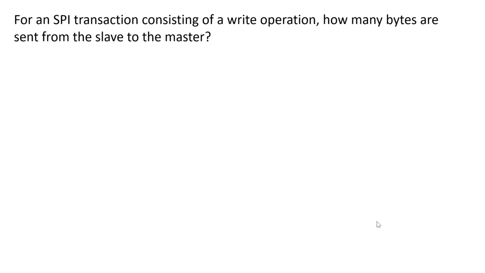Well, it's a write. So the master sends the data on a write. There's nothing sent from the slave. It doesn't send anything on a write, so 0.